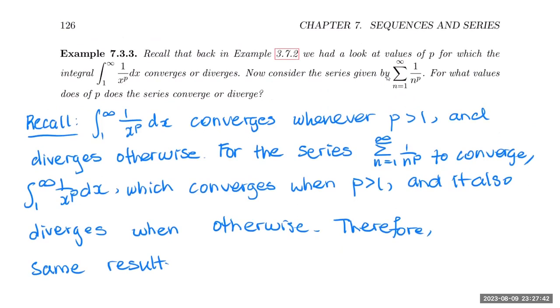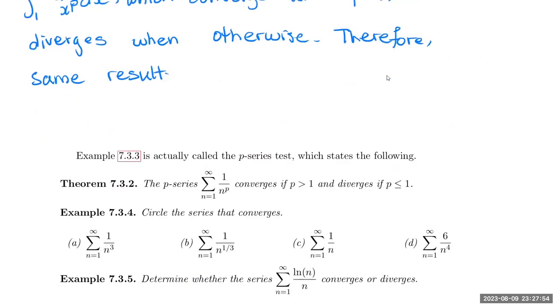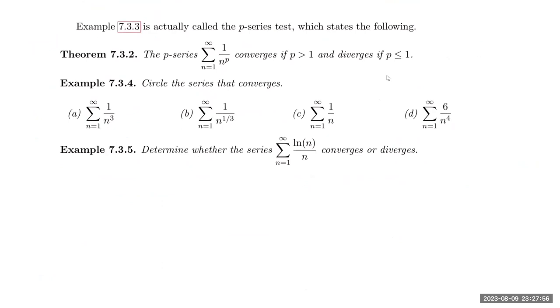So whenever we have a series where the p-value is larger than 1, we could already tell that the series will actually converge. All right, so let's have a look at the following theorem. The p-series converges if p is greater than 1, diverges if p is less than or equal to 1. Not too bad.